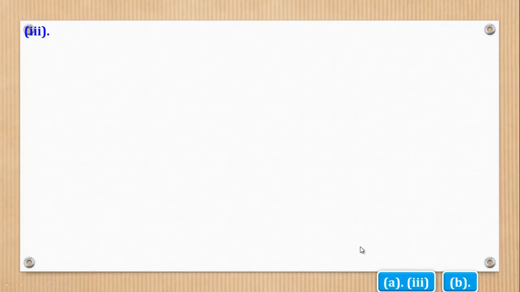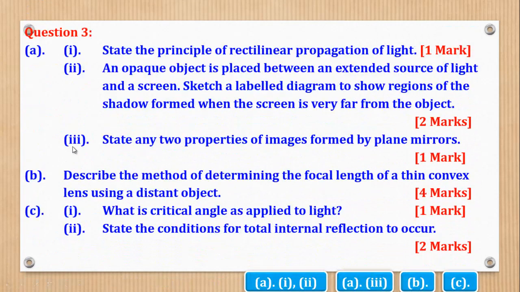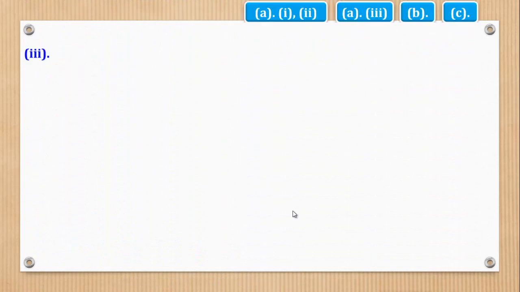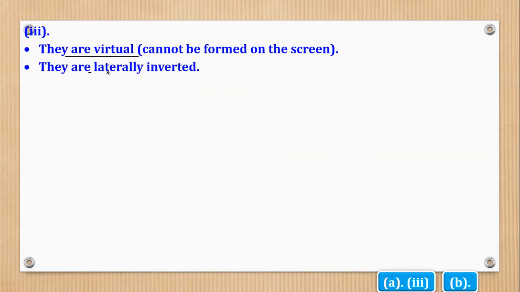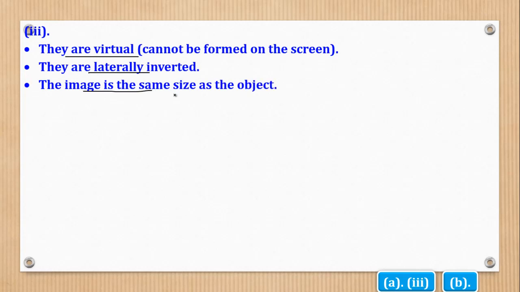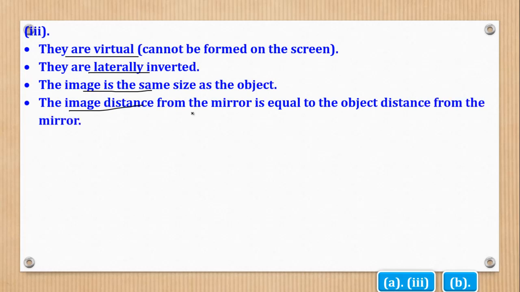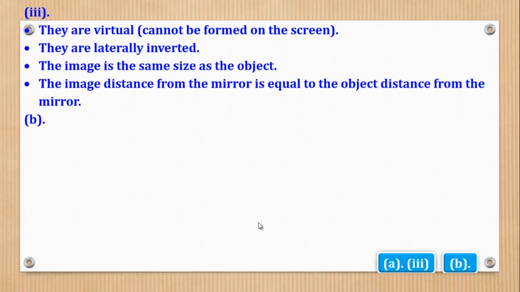Then Roman 3, state any two properties of images formed by plane mirrors. So 1 is that they are virtual, and 2, they are laterally inverted. 3, the image is the same size as the object, and the image distance from the mirror is equal to the object distance from the mirror. That was part Roman 3. Now we shall go to part B.